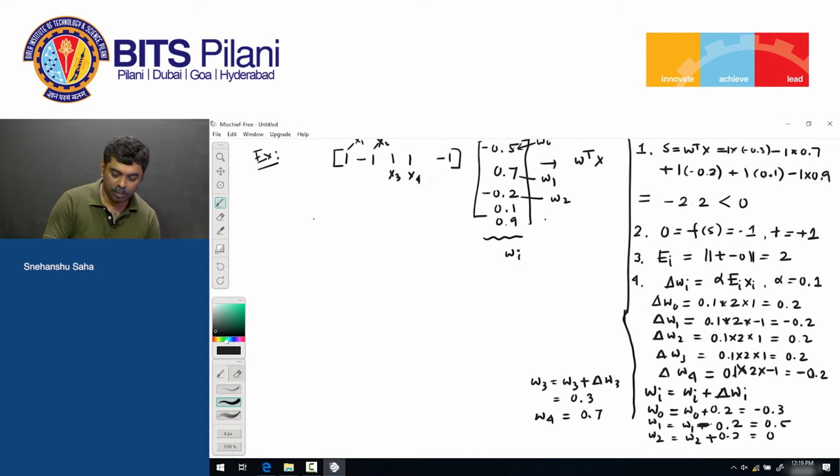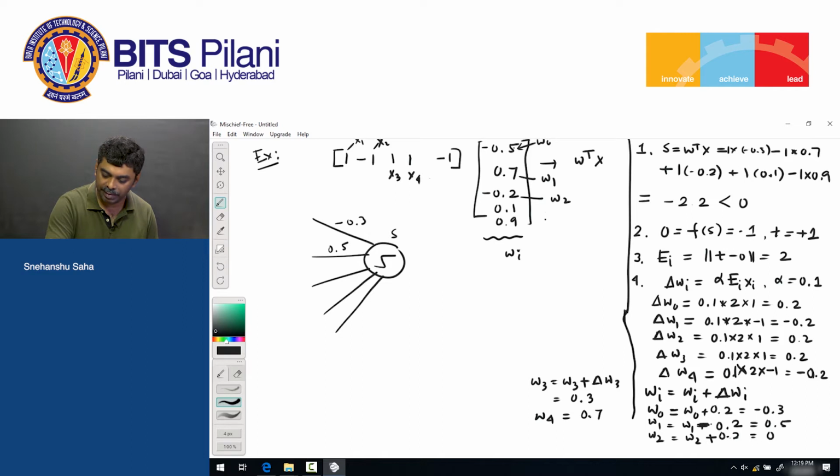Okay, all right. So once I have that, this is the second iteration, right? So what I'll have is these guys. I'll update the weights, and the weights are -0.3, 0.5, 0, 0.3 and 0.7, right? The inputs remain the same. The inputs are +1, -1, +1, +1, -1.